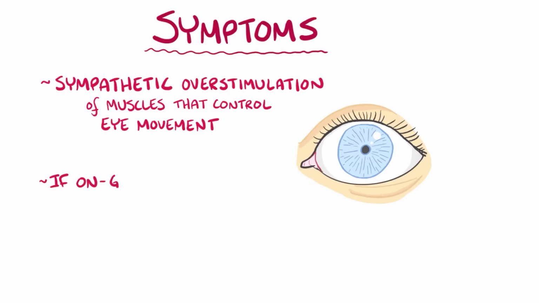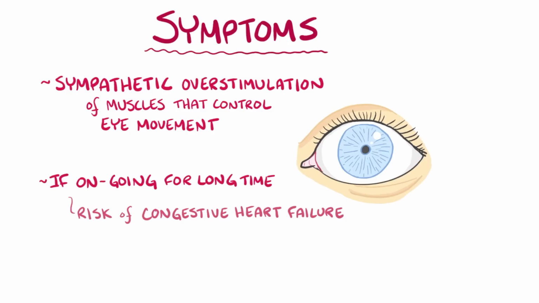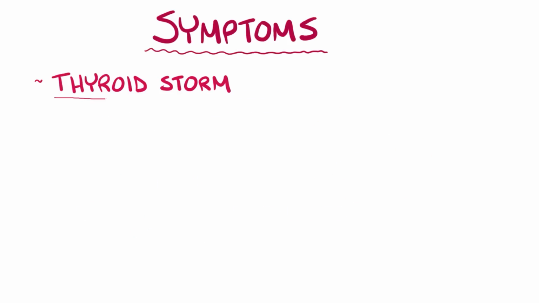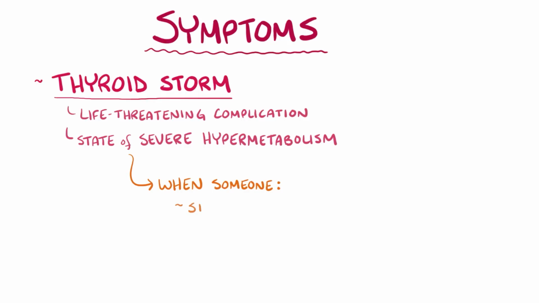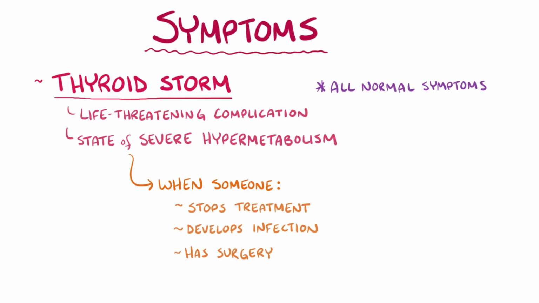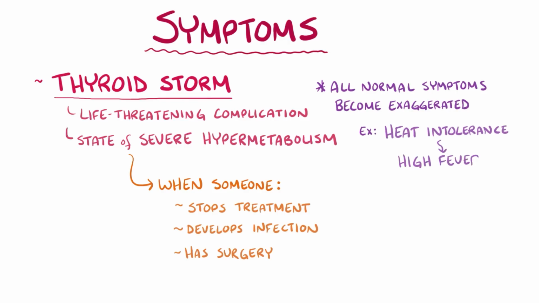If the hyperthyroidism has been ongoing for a long time, there is a risk of developing congestive heart failure and osteoporosis. A thyroid storm is a life-threatening complication of hyperthyroidism where the body goes into a state of severe hypermetabolism. It can develop when someone with hyperthyroidism stops their treatment, develops an infection, or has surgery. All the normal symptoms of hyperthyroidism become exaggerated. For example, heat intolerance turns into high fever, and rapid heart rate turns into cardiac arrhythmia.